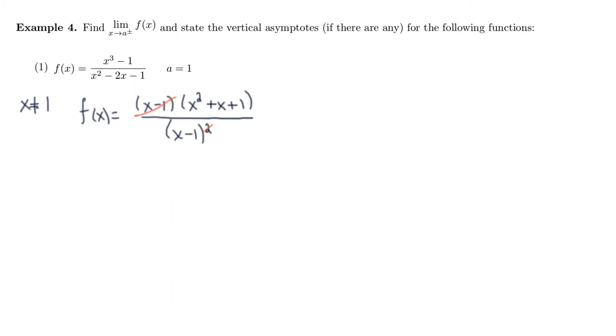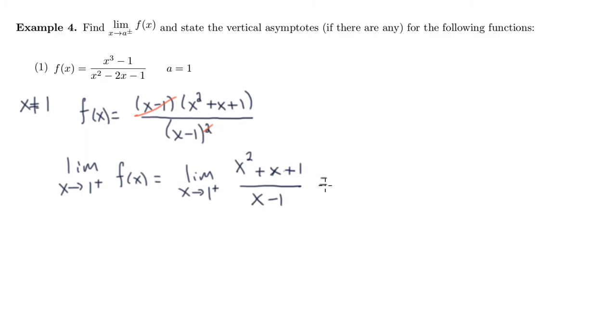So then when we take the limit, let's just do from the right first. So the limit as x approaches 1 from the right of f of x is going to be the same thing as the limit as x approaches 1 from the right of x squared plus x plus 1 over x minus 1.